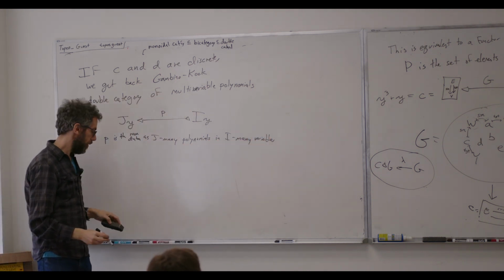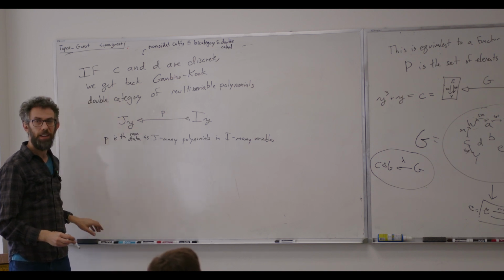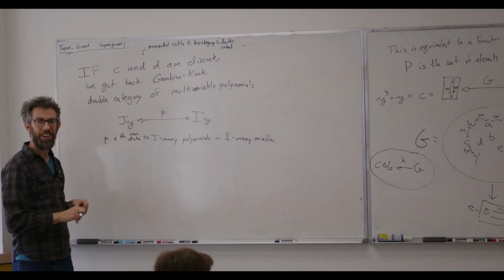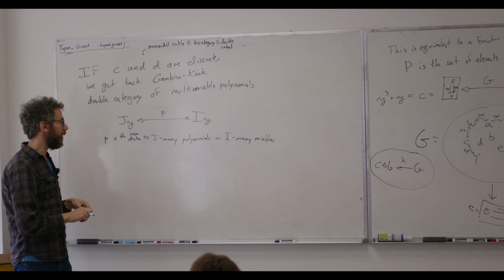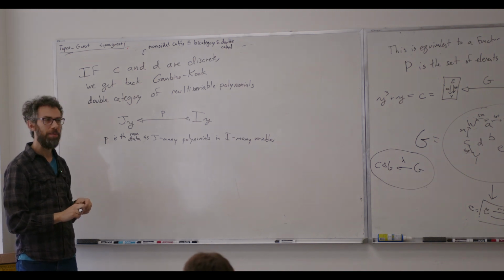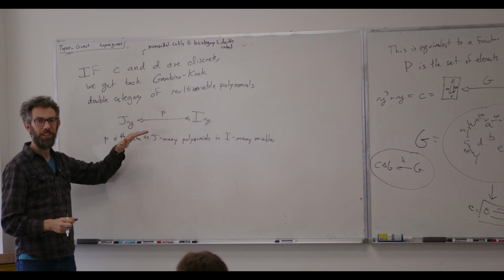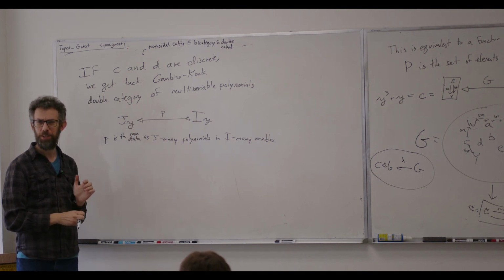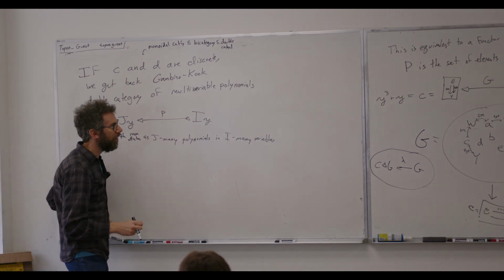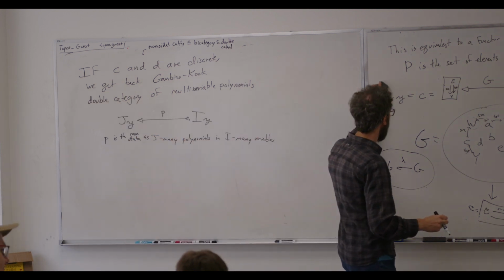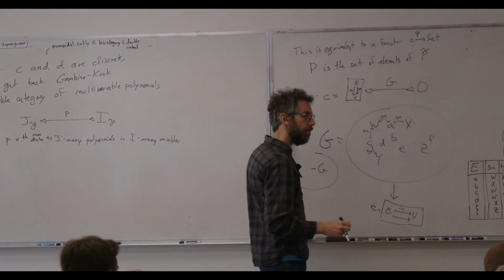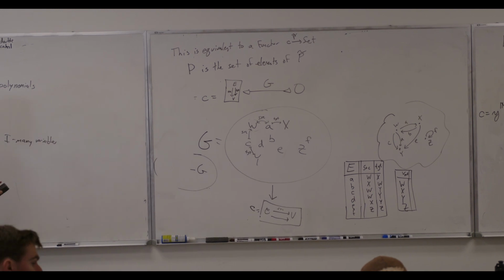Why do I care about J many polynomials in I many variables? That's a great question. We could either figure out why this is this, or why you should care. Maybe we should start with why you should care. Is it a different category? No, we're in the same category as we always were. We're in Cat sharp.